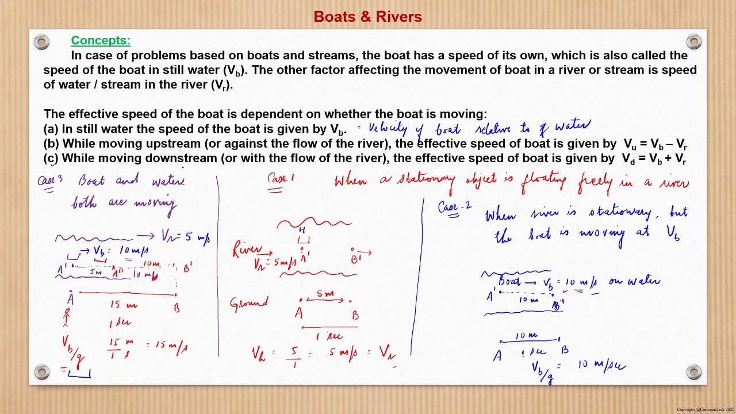While moving downstream, that is along with the flow of water, the effective speed of the boat is now VB plus VR. VD is equal to VB plus VR, where VD is velocity downstream, equal to velocity of boat plus velocity of river. And that is what is here. This 15 is nothing but 5 plus 10, which is VR plus VB. And this is the effective velocity, which is velocity downstream, that is nothing but the velocity of the boat with respect to ground.